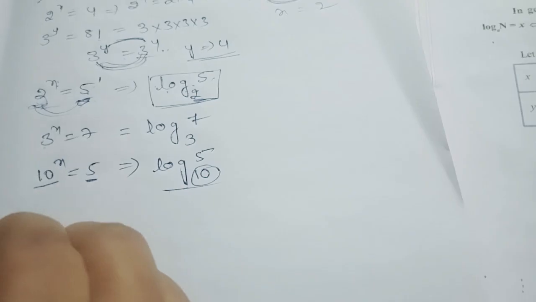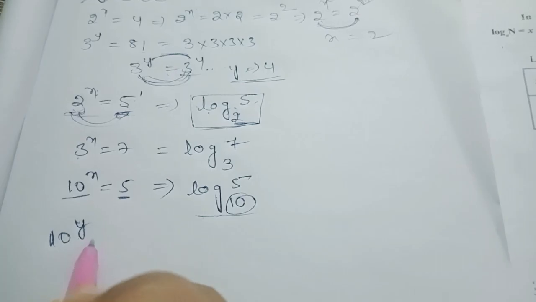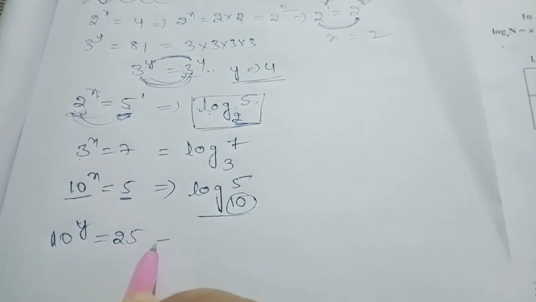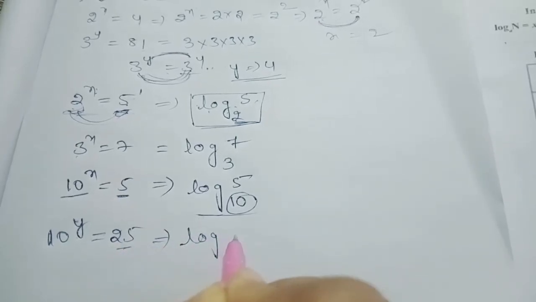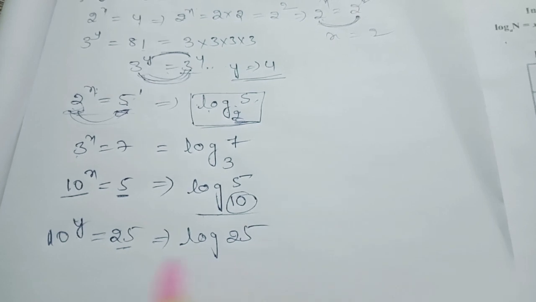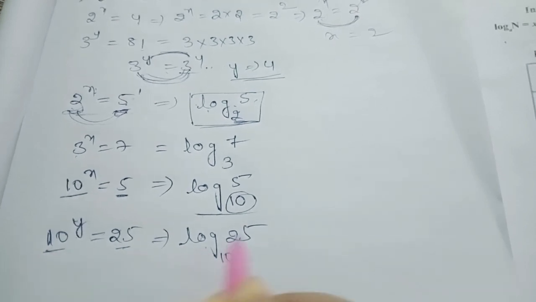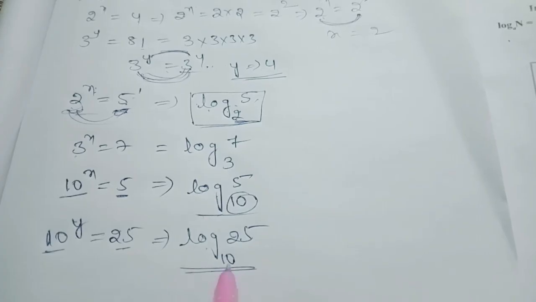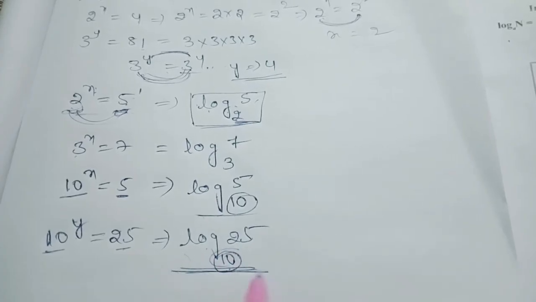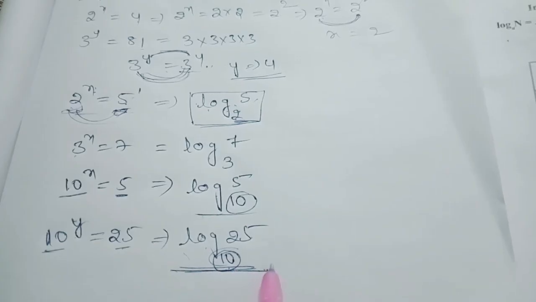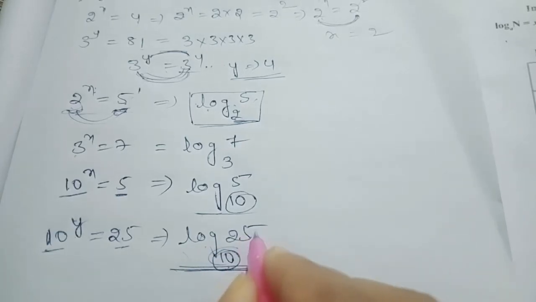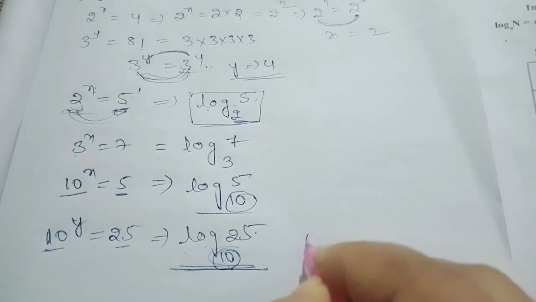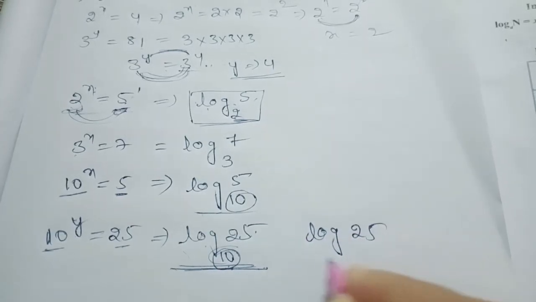Another example, 10 power y is equal to 25. How to write in logarithm? Log 25 to the base how much? 10. Log 25 to the base 10. This is the base 10. Log base 10 is called common logarithm. So log 25 base 10 is also written as log 25. Okay, understood?